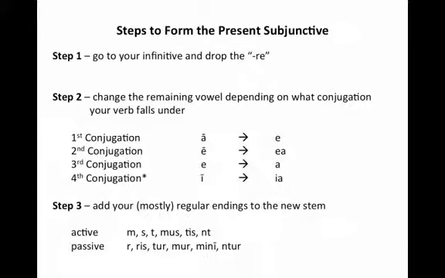Now for that vowel change in step 2, I've always learned a quick little way of memorizing it, and it's just the saying, "we beat all liars." So the vowels within this saying will tell you the vowel change for each conjugation in order. So first conjugation, change it to E, second, EA, third, A, fourth and third IO, IA.